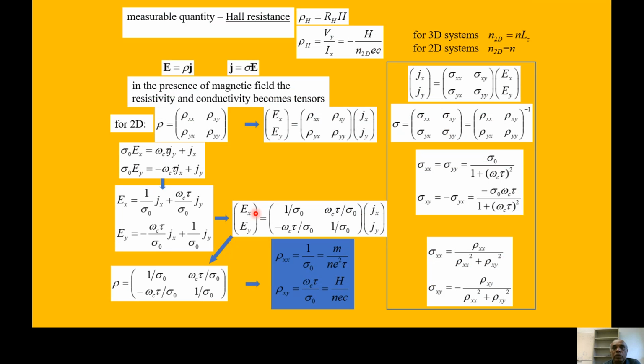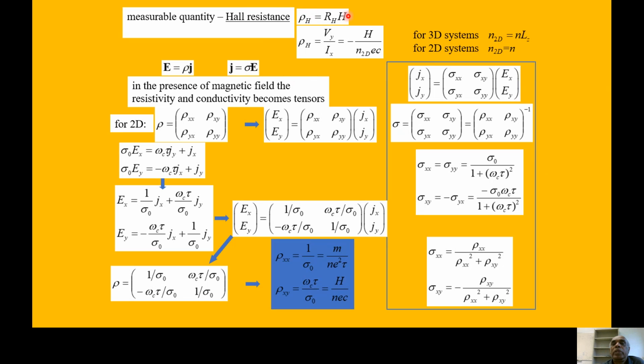Okay, so now if you do this in a little more detail. We know E is rho times J, because the way we define conductivity and resistivity is a little different. How do you define the resistivity? If you change your J, we need to know how the electric field is changing, right? E equals rho times J. The way you define conductivity is, when you apply an electric field, how the current density changes. So we define J equals sigma times E.